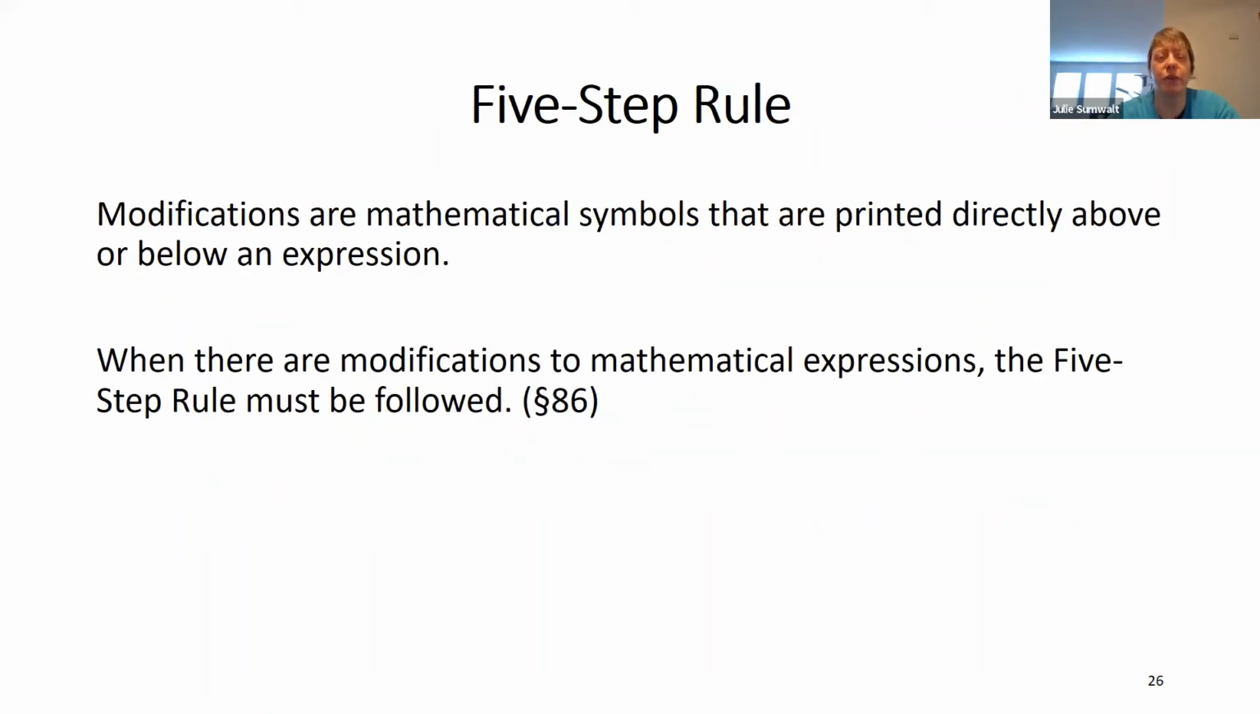I also want to say something about the 5-step rule in Nemeth, because it's the question I get asked the most when talking about Nemeth. So I want to talk about that first. The 5-step rule is for modifications. And modifications in Nemeth are mathematical symbols that are printed directly above or below an expression. Those modifications are shown with this 5-step rule.